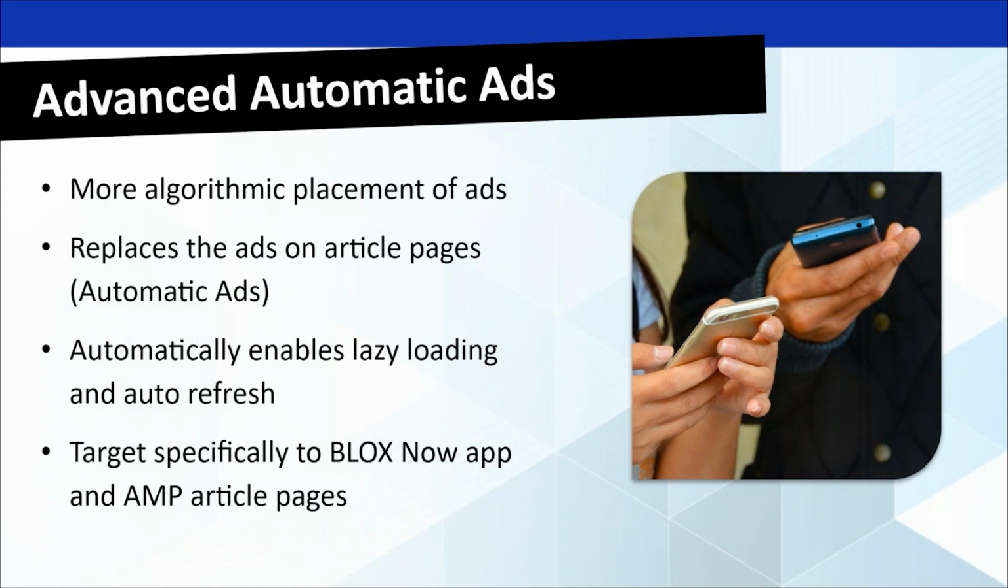So it's going to be a great way, but now this does require Google Ad Manager. It's only going to be supported by Google Ad Manager, and it automatically enables lazy loading and auto refresh for those ads. You can also target those ad units specifically for Now app and for AMP article pages. So if you want to have a different set of ads being served to your Now app article pages or to your AMP article pages, you'll have that ability as well. So you could have, basically, platform specific ads targeted.